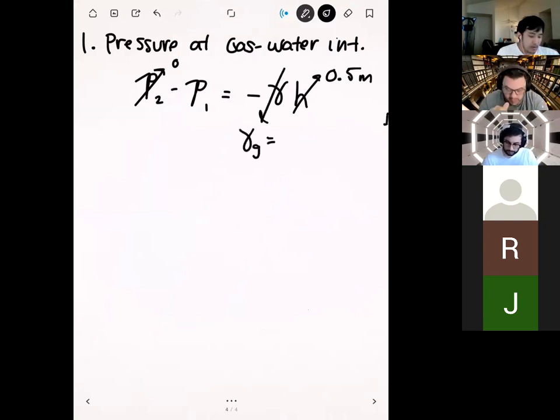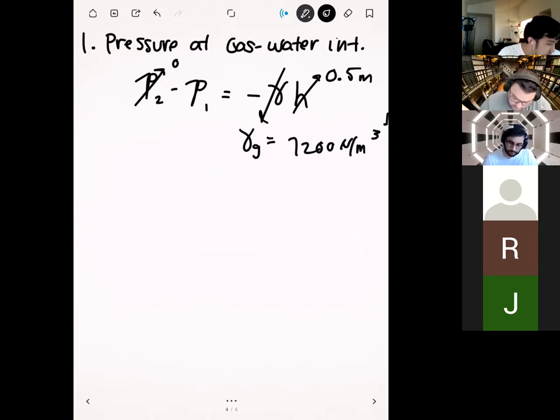Okay. And then for the specific weight, since we're just traveling through the gasoline, so we just went from the top of the gasoline down to basically the bottom of the gasoline, the only specific weight that we need to use is that of gasoline. Okay. And so the specific weight of gasoline is 7,200 newtons per meter cubed.